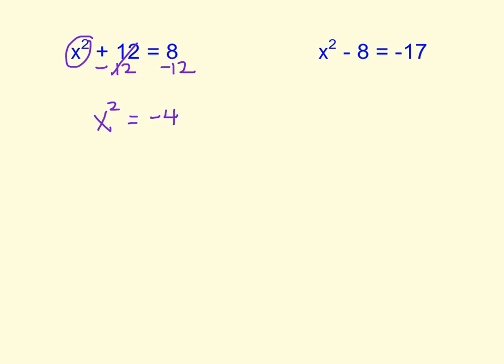And now what you notice is we're square rooting both sides to solve for x, but here's this square root of a negative number. You can't do that. So right now we know that there's no solution. And again, what that means on a graph is you don't have any x-intercepts.